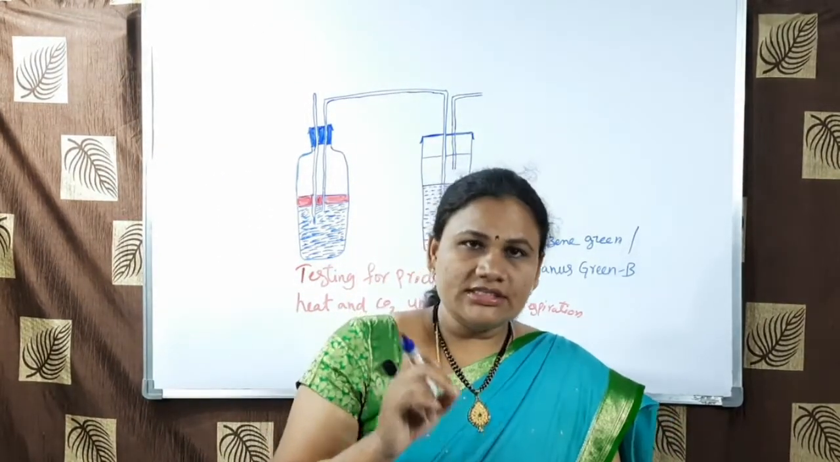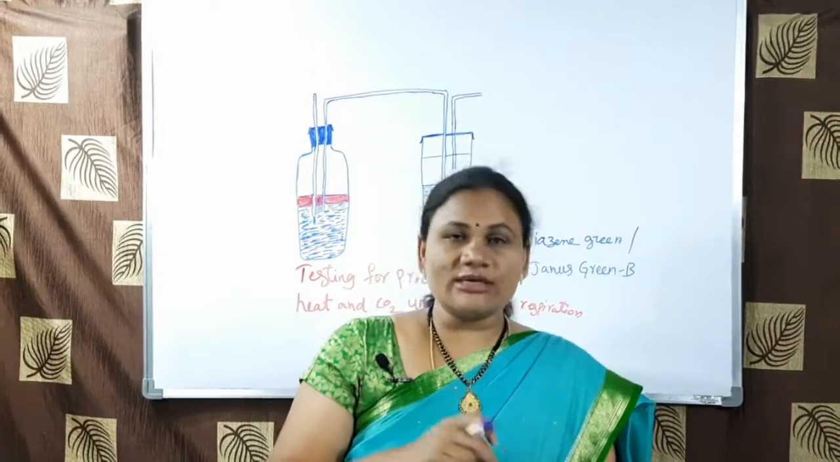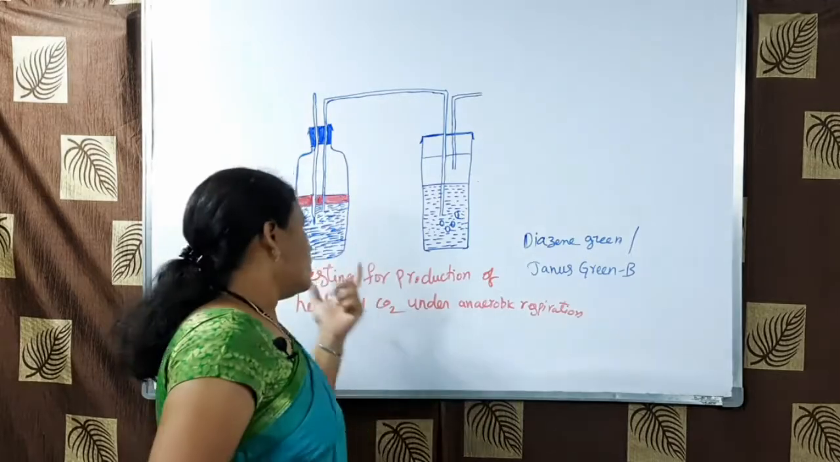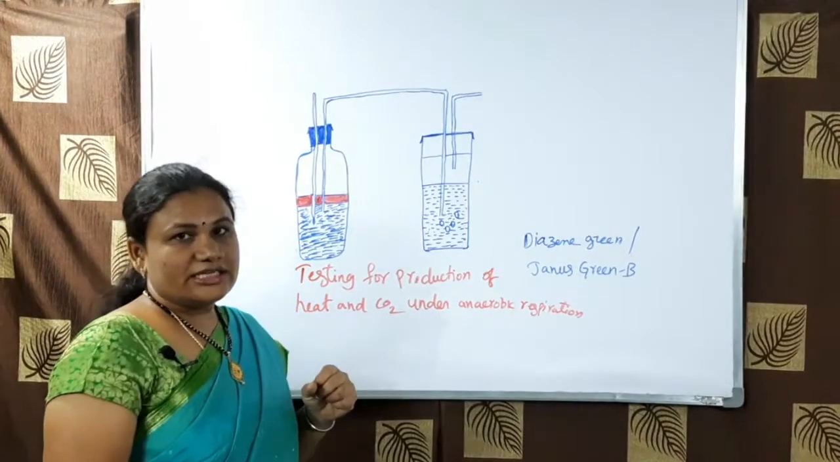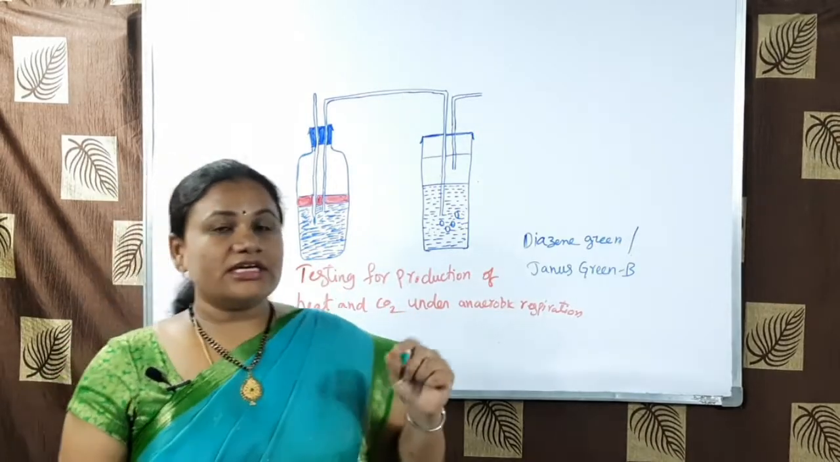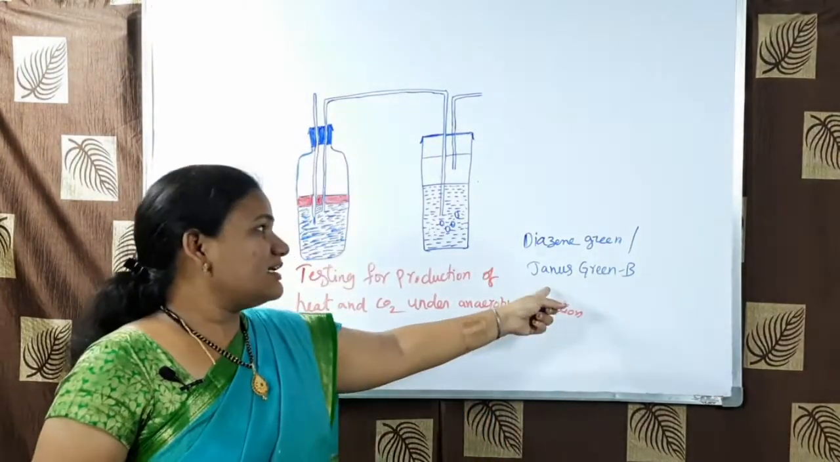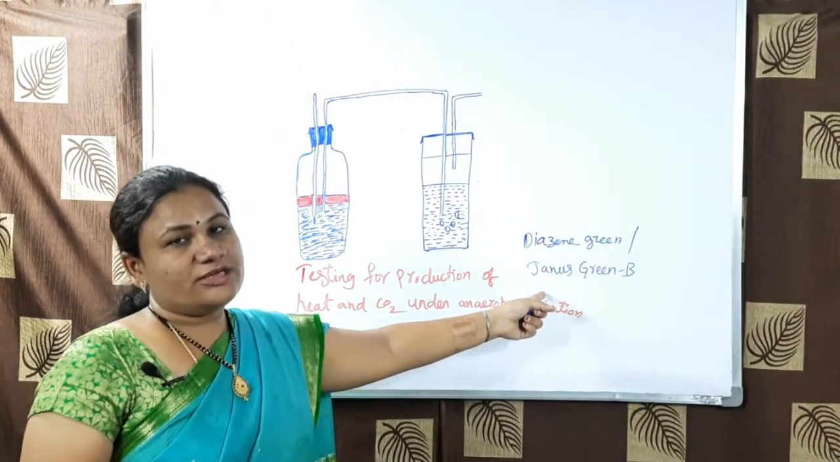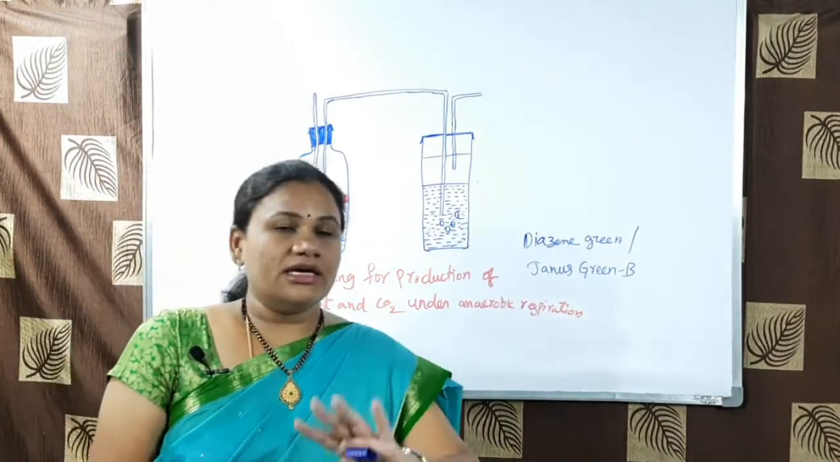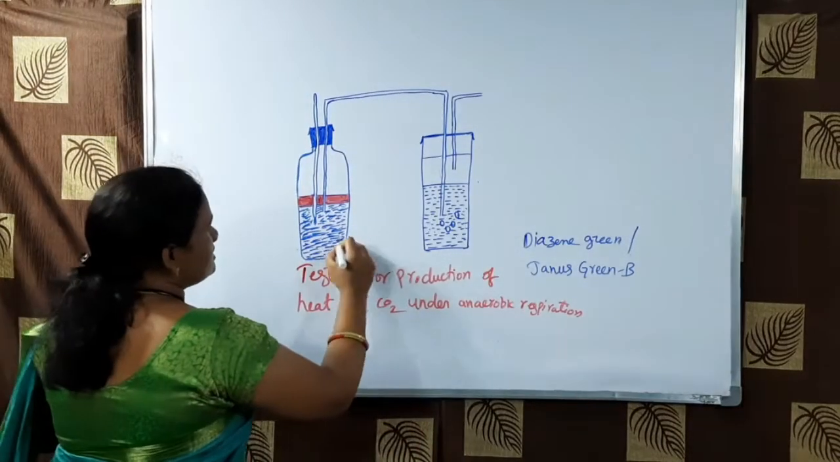If we add these to the glucose solution, and there is no oxygen or only a small amount of oxygen, this glucose solution turns pink. In what color? Pink. So the turning of the glucose solution to pink color after adding diazine green or Janus green B solution indicates a small amount of oxygen or the absence of oxygen.